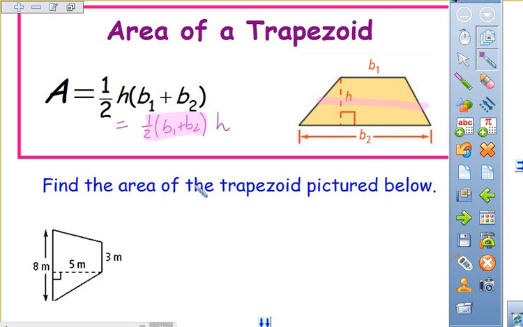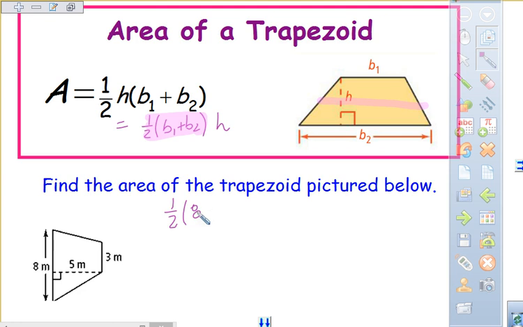Find the area of the trapezoid pictured below. So it looks like our bases are the 3 and the 8. So I get 1/2, 8 plus 3, and then our height is 5. So we get 1/2, 11 times 5 for 27.5 square meters.